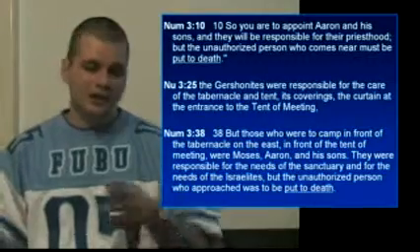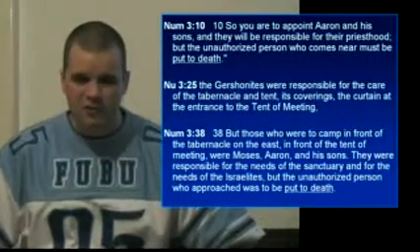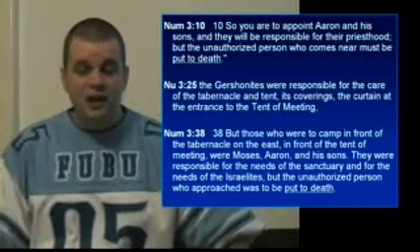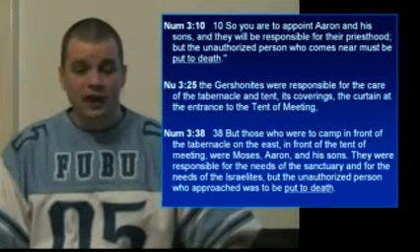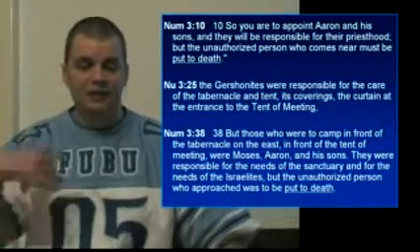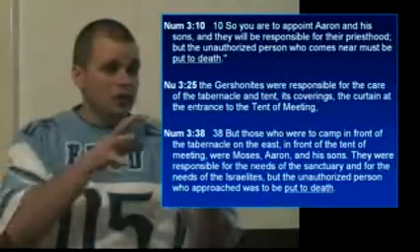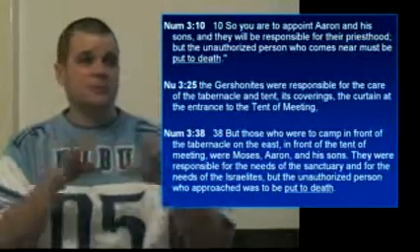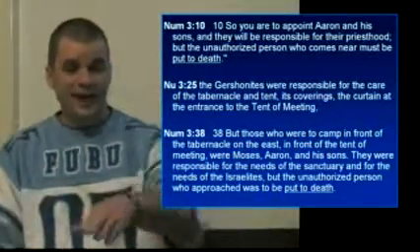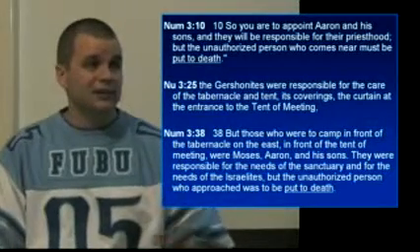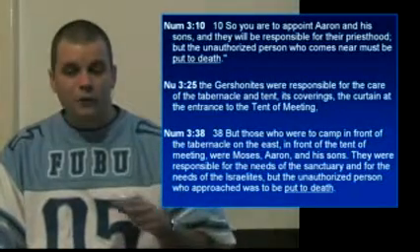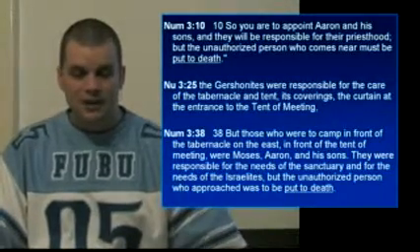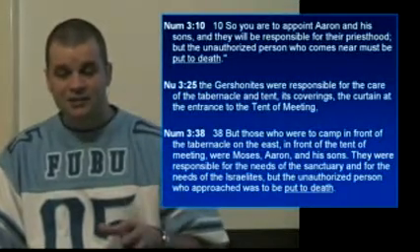Then verse 25, and actually it's the whole section here, you'll see this topic explained in more detail. Here it says, "The Gershonites were responsible for the care of the tabernacle and tent, its coverings, the curtain at the entrance to the tent of meeting," and it goes on, and it's listing all these different sub-tribes of the different jobs and responsibilities they have to do. And then at the end, verse 38, it kind of sums it up and says, "But those who were to camp in front of the tabernacle on the east, in front of the tent of meeting, were Moses, Aaron and his sons."